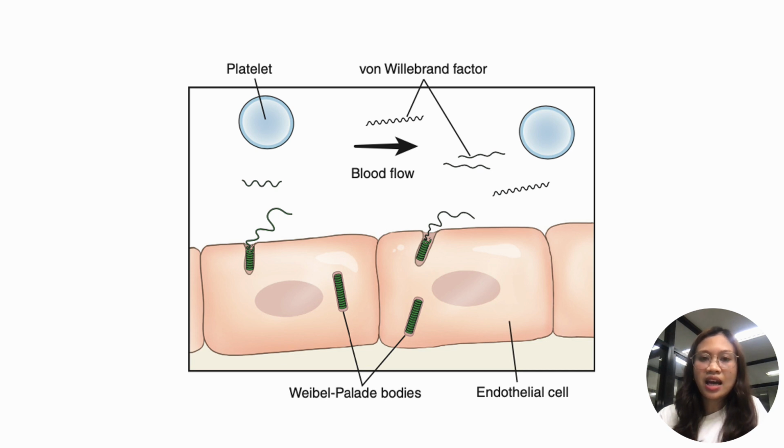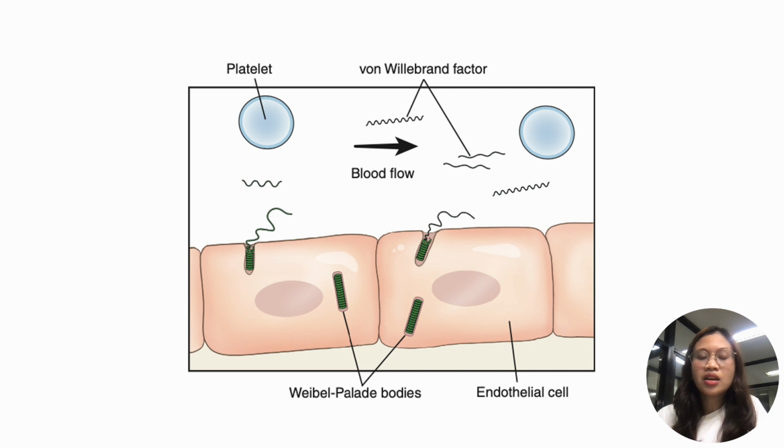Seen on this slide is how VWF is produced and stored. Von Willebrand factor is stored in Weibel-Palade bodies of endothelial cells and in platelet alpha granules. When the need for VWF arises, Weibel-Palade bodies and the alpha granules fuse with their respective membranes to release von Willebrand factor into the bloodstream.